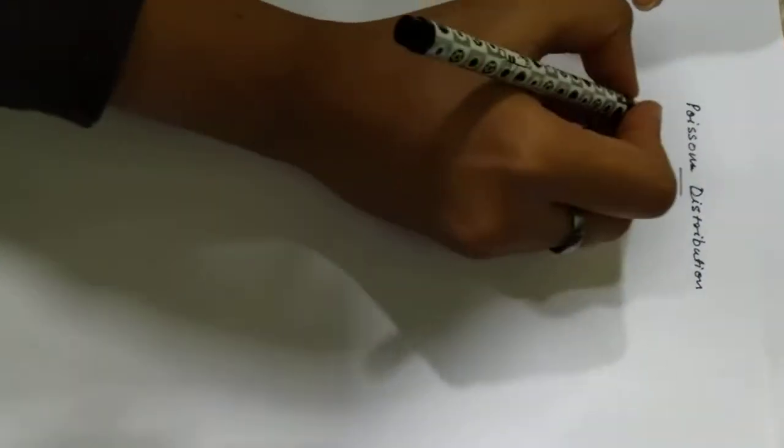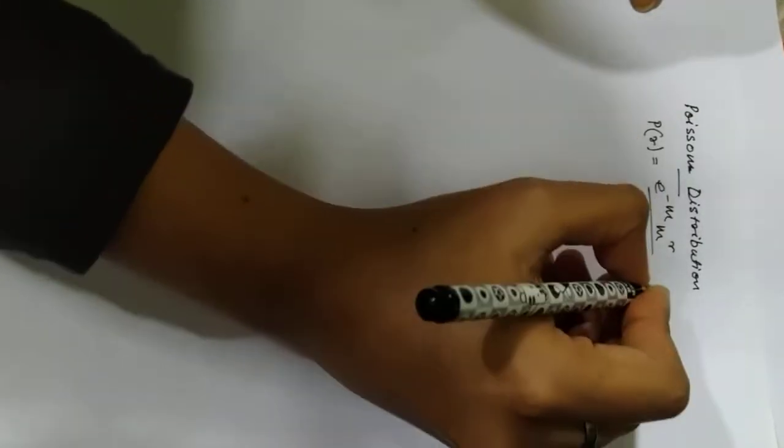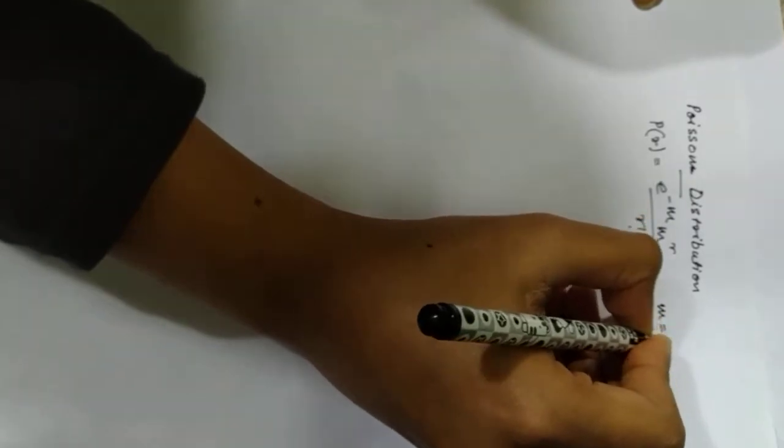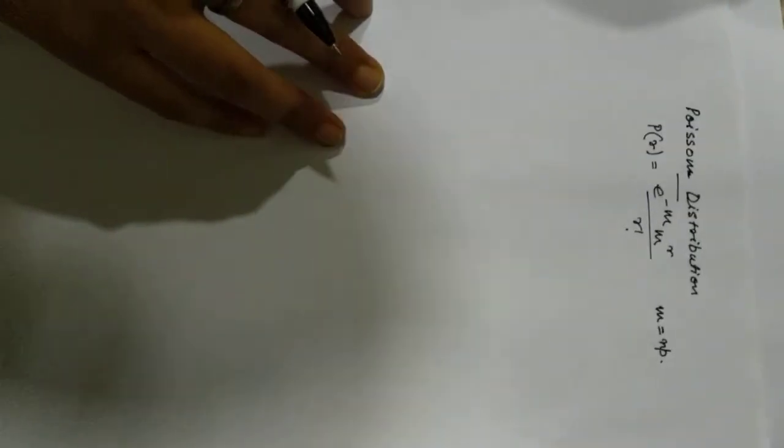Like we all know, the Poisson distribution is given by P(r) = e^(-m) m^r / factorial r, where m is given by np. So now let's try to find out the mean of Poisson distribution, right? Mean.